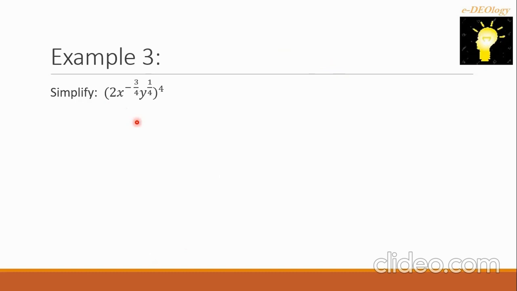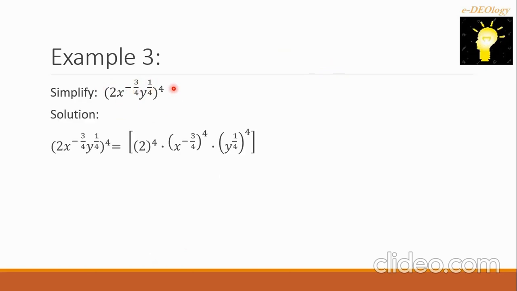Let's have example 3. We have the expression 2x raised to a negative exponent, negative 3 over 4, and then y raised to 1 over 4, and the whole expression is raised to exponent 4. So at first what we'll do here, I will copy this problem down here. So this exponent 4 outside, I'm going to distribute to each variable inside.